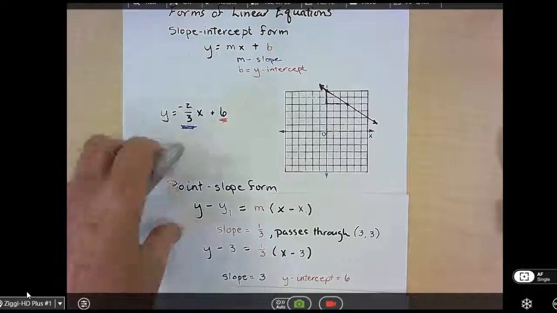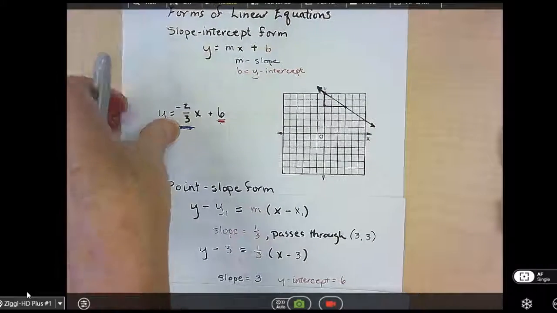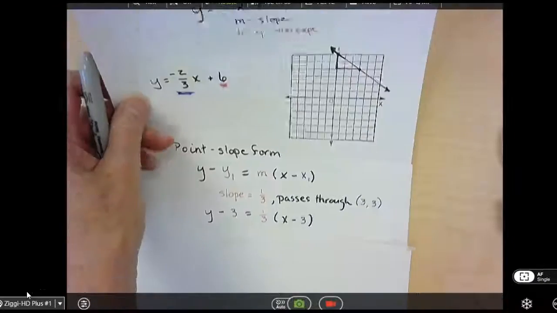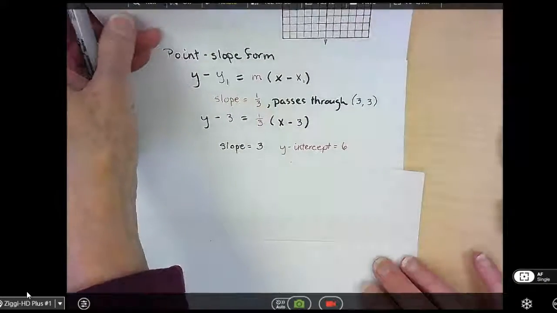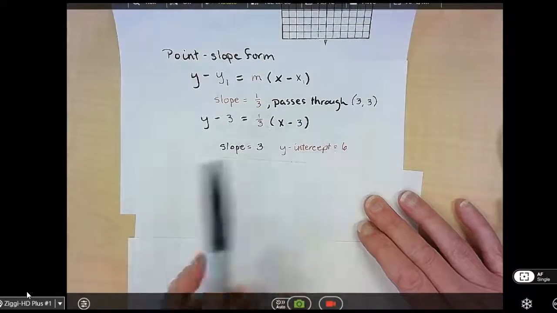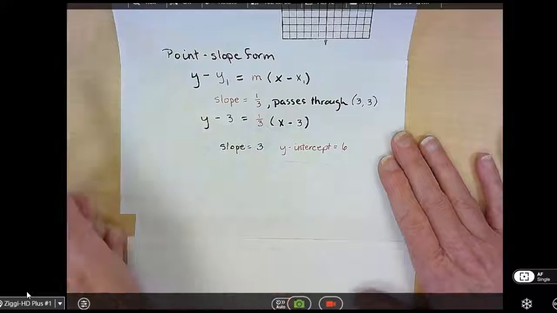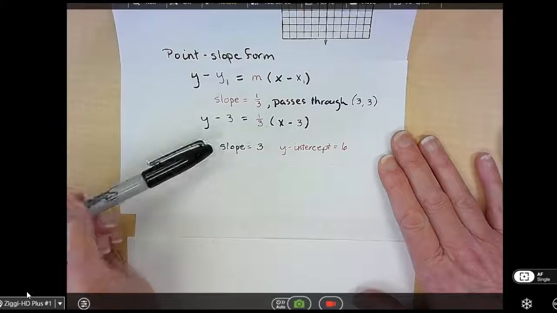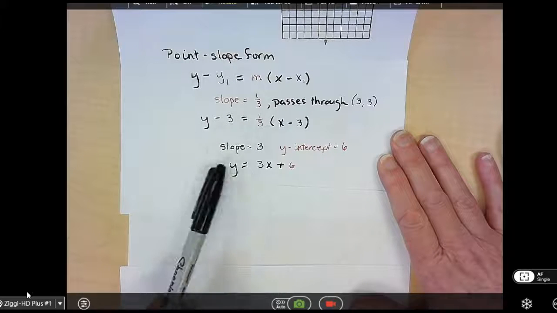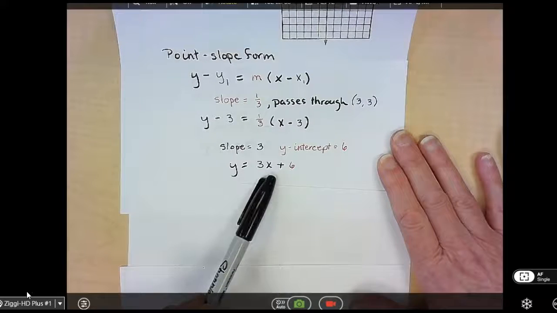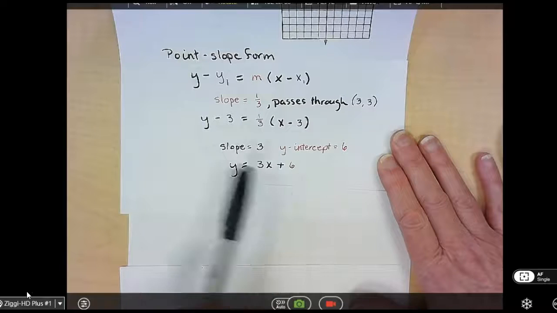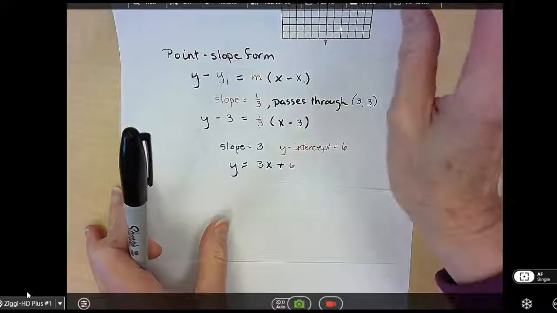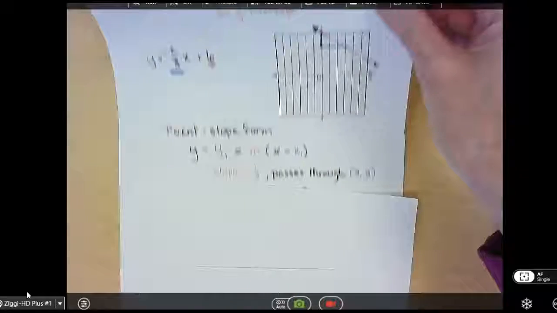If we are given the slope of 3 and a y-intercept of 6, it's easiest not to put it in point-slope. It's easier to put it in slope-intercept. So we go y equals the slope of 3x plus the y-intercept of 6. And we have the equation of our line.